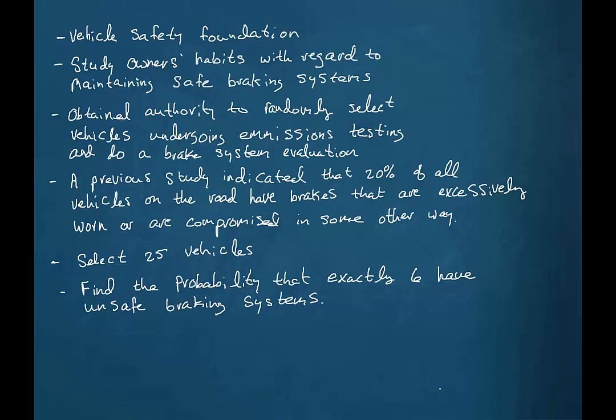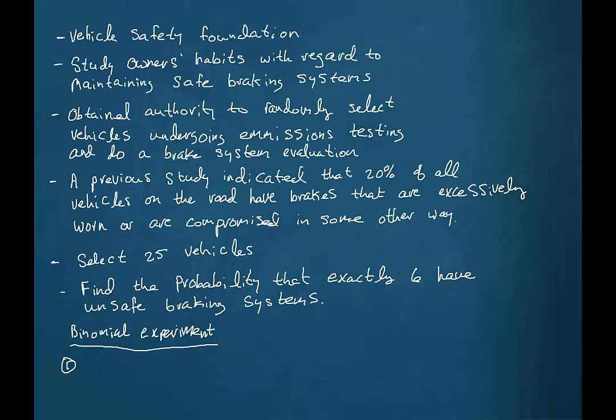You are going to select 25 vehicles. Find the probability that exactly 6 have unsafe braking systems. So what we want to do is verify that all the criteria of the binomial experiment are met.